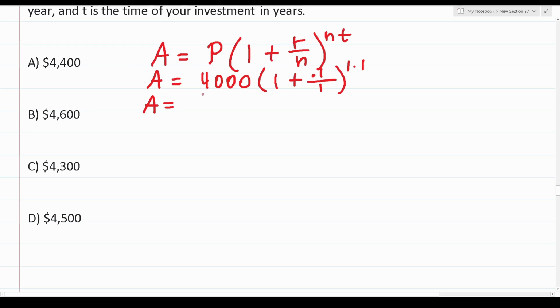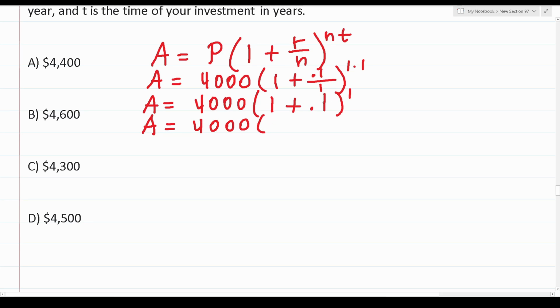So this becomes 4,000, and let's work this out in parentheses. This is 1 plus 0.1 over 1. Anything divided by 1 is just itself. So this becomes 1 plus 0.1 divided by 1 is just 0.1. And then 1 times 1 is just 1. Anything raised to the first power is just itself. So let's go ahead and keep simplifying this.